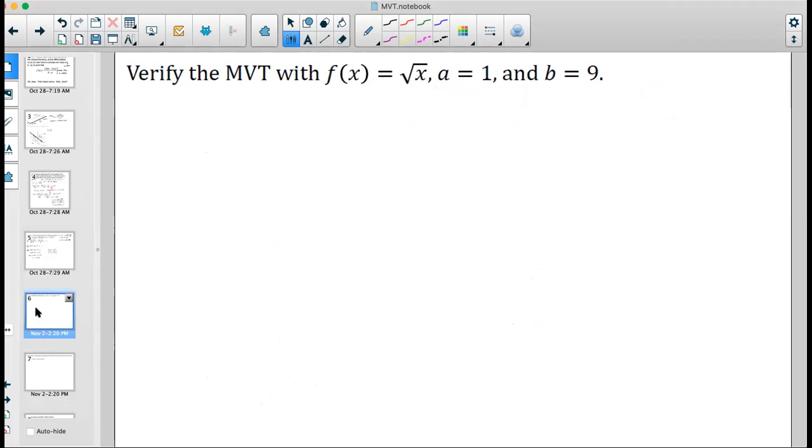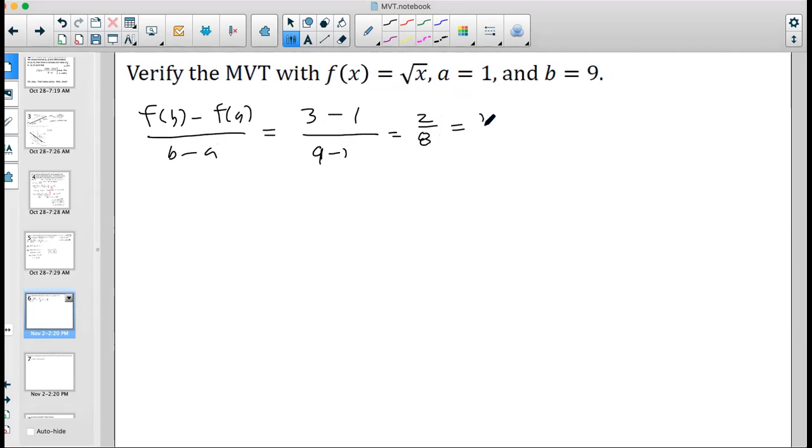Here's another one, same idea. They write it a little differently for some reason, but it says verify it. So my endpoints, my interval are 1 and 9, and the function is root x. So f of b minus f of a over b minus a is equal to, let's see, this is b, so f of b is 3 minus the square root of 1 is 1. 9 minus 1 on the bottom, b minus a, and that's 2 over 8, which is 1/4.